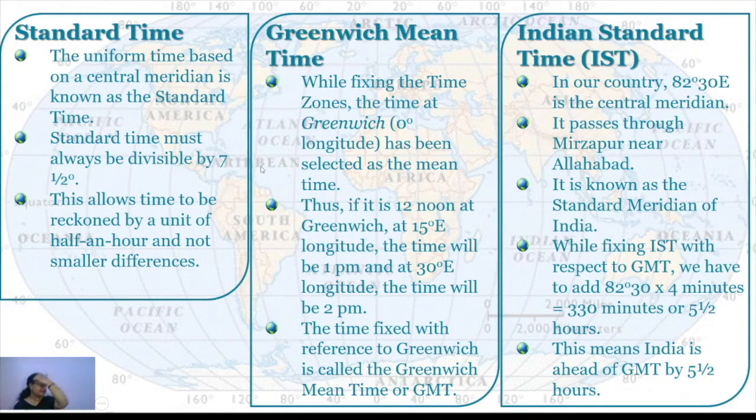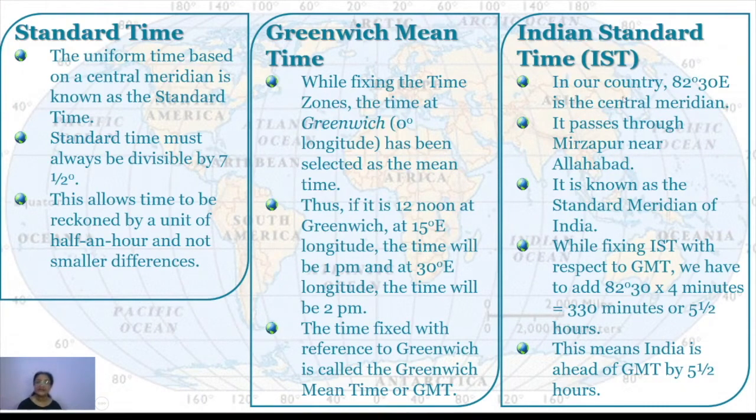Next is Greenwich Mean Time. While fixing the time zones, the time at Greenwich has been selected as the mean time, because the Greenwich meridian has been taken as the 0 degree meridian. So the time at the Greenwich meridian is taken as Greenwich Mean Time. In reference to that, the time all over the world is calculated. If it is 12 noon at Greenwich, at 15-degree east longitude, the time will be 1 p.m. At 30-degree east, it will be 2 p.m. So in reference to the Greenwich meridian, the time is calculated. Okay, that's why it is called Greenwich Mean Time.